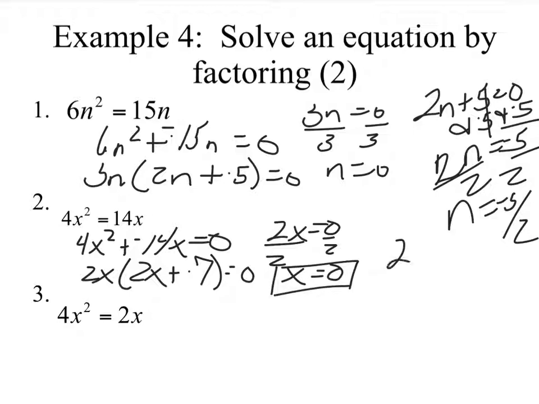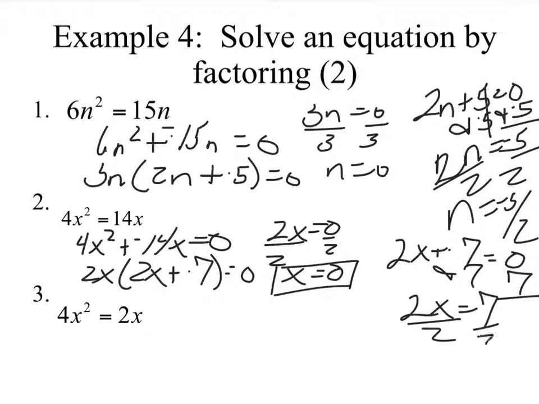And then we have 2x plus negative 7 equaling 0. I'm going to add 7 to each side. 2x equals 7. Divide each side by 2. X equals positive 7 halves. And again, we don't write decimals.